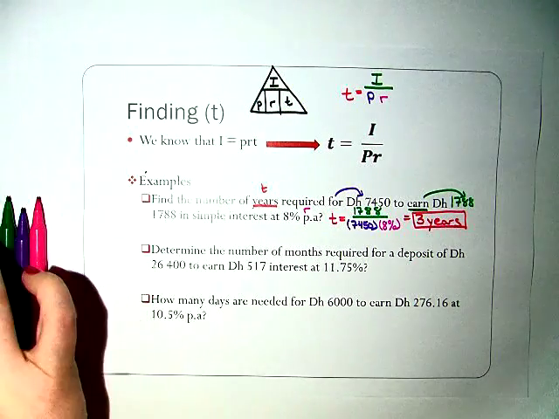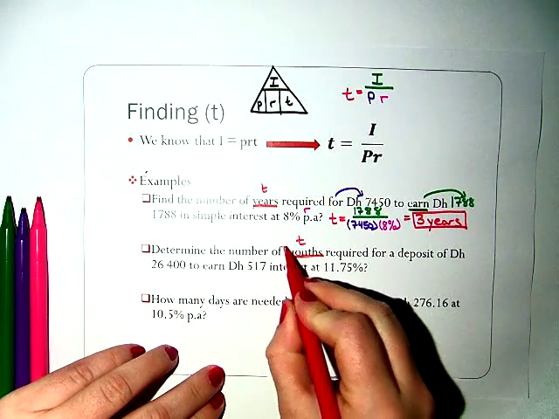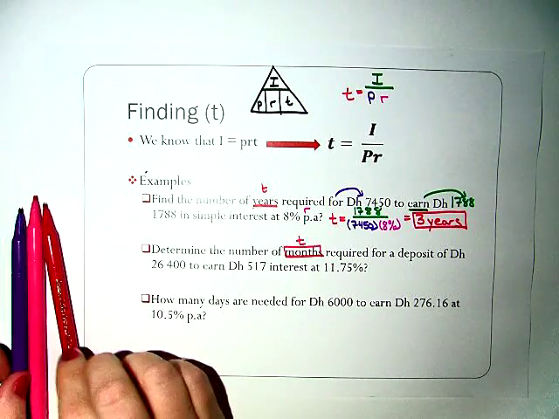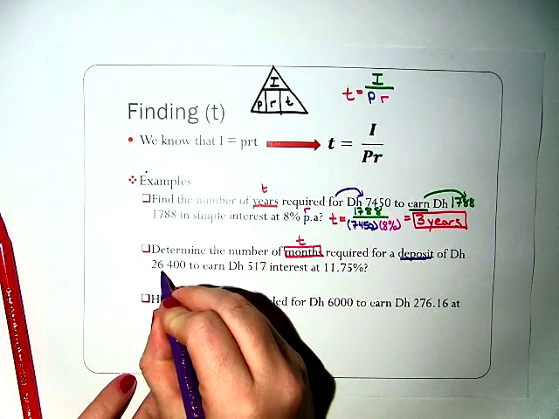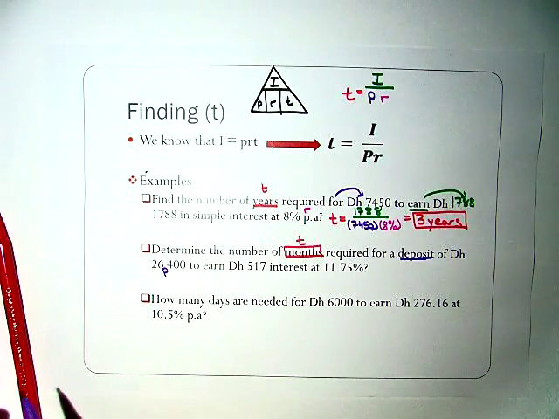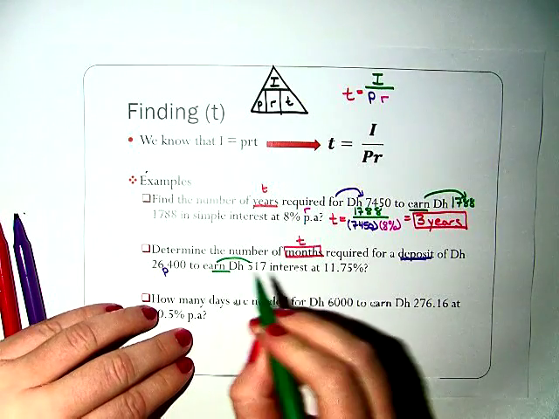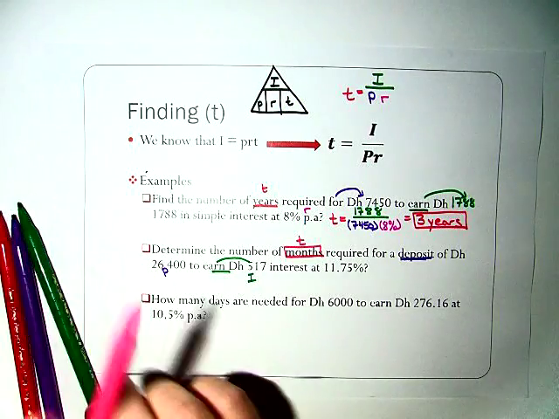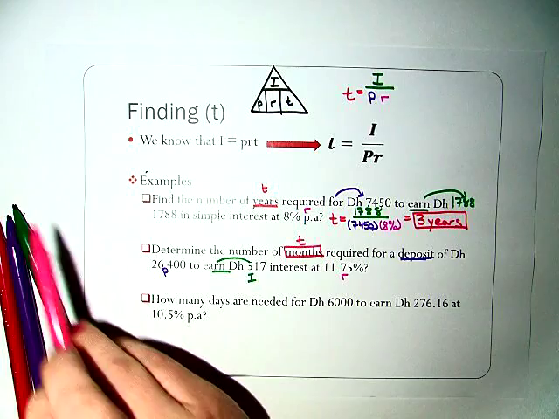Now the next one's a little bit more difficult because it's saying determine the number of months. So that's going to be a key word where we're going to have to do something at the end. Required for a deposit of, so deposit of means principal. So principal, 26,400 to earn, so that's our interest, 517 dirhams at 11.75% rate.